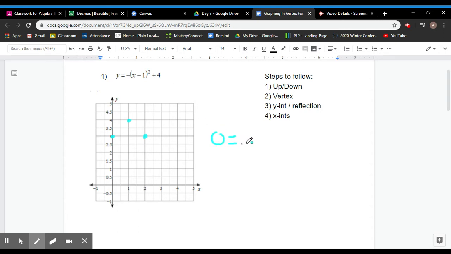So plug in 0 for y, and then go through the equation exactly like we practiced in the last set of videos. So you're going to get rid of the number at the very end by subtracting 4. Remember, we're doing the opposites because we're solving an equation. So subtract 4 on both sides, you get negative 4 equals negative (x minus 1) squared.